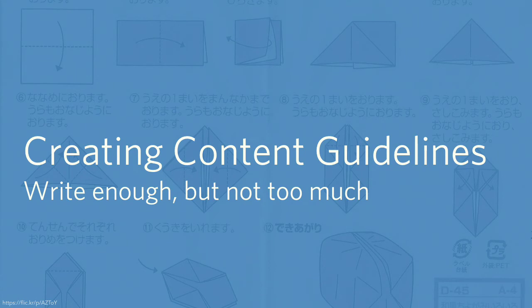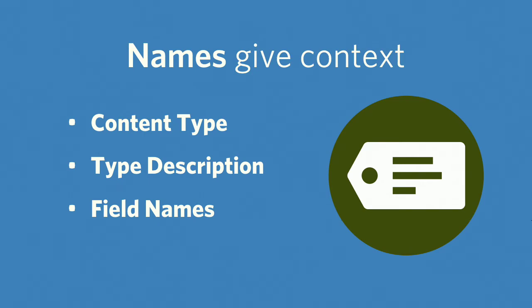So I'm gonna talk about a bunch of categories of information that you may want to cover in your help text. So the very first thing is names. Names give context, right? Like, what is this? Are we talking about a recipe or a biography or what?